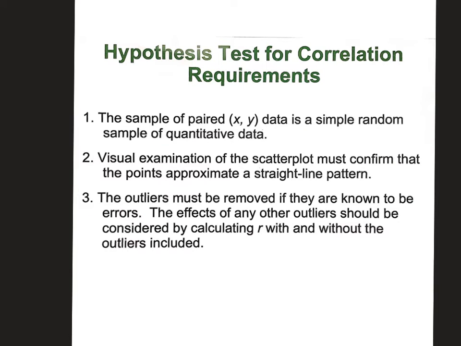All right, the requirements are also the same as they were yesterday, just to review them real quick. The sample is from an SRS, a simple random sample. Visual examination of a scatter plot shows that it's approximately a straight line pattern. The outliers must be removed if they're known to be errors, or the effects of outliers should be considered by calculating R with or without them included, just to double check.